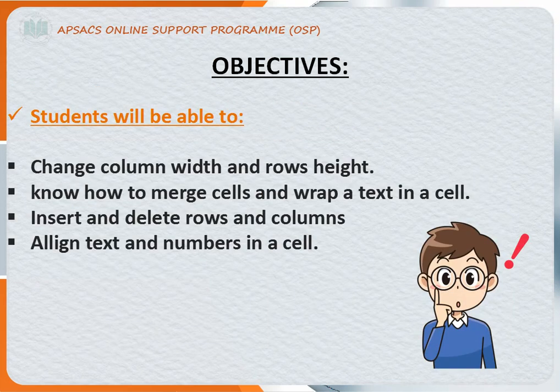Now let's move on and discuss the objectives of the lesson. Number 1, students will be able to change column width and row height. Number 2, know how to merge cells and wrap text in a cell. Number 3, insert and delete rows and columns. Number 4, align text and numbers in a cell.